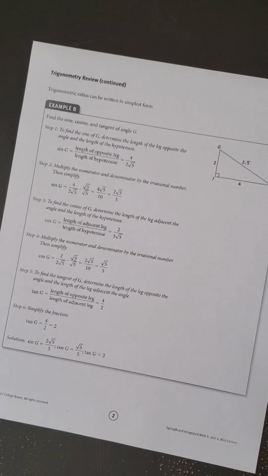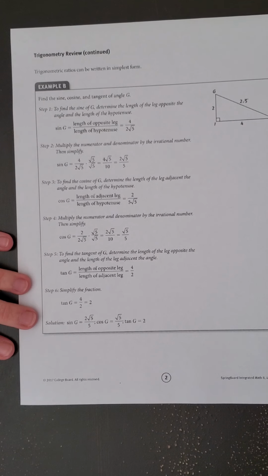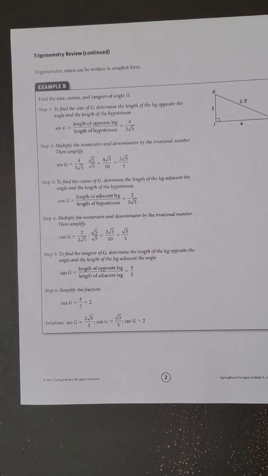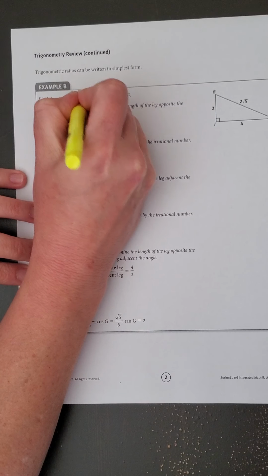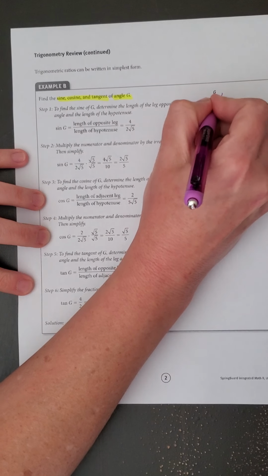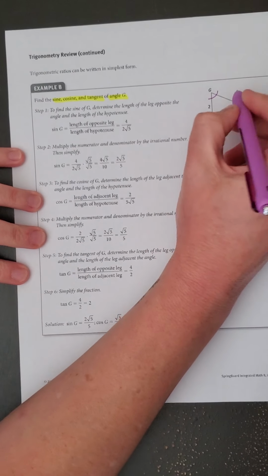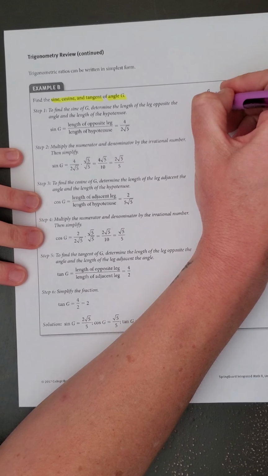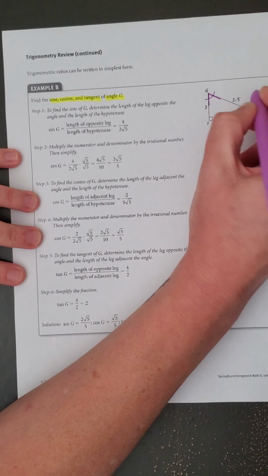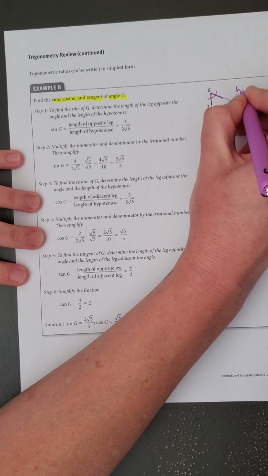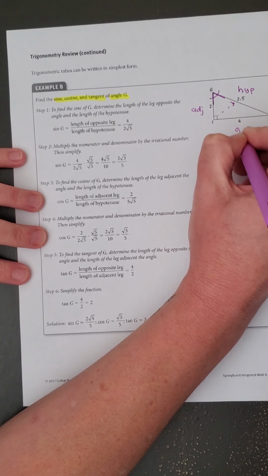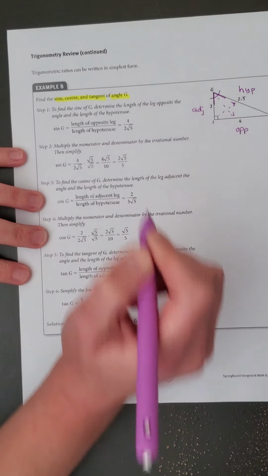So example B, it says trig ratios can be written in simplest form. So it says to find sine, cosine, and tangent of angle G. So I'm going to be working with angle G, which is right here. So let's first identify our opposite, adjacent, and hypotenuse. So here's angle G. Touching angle G are these two sides. This side is called the hypotenuse because it's across from the right angle. This side is called the adjacent. And then this must be our opposite. It is across, not touching the angle.